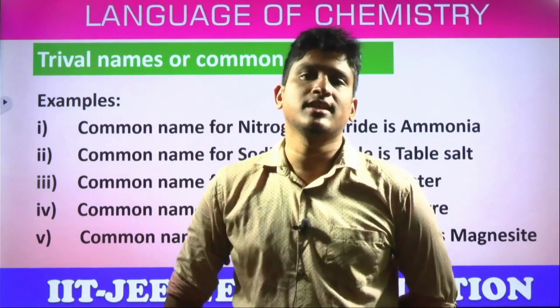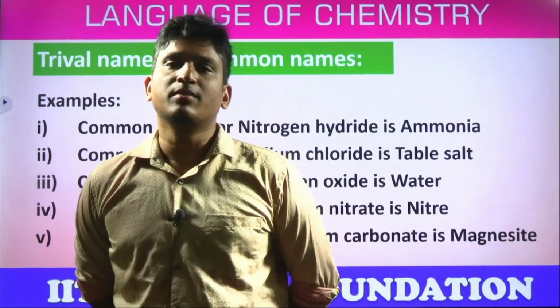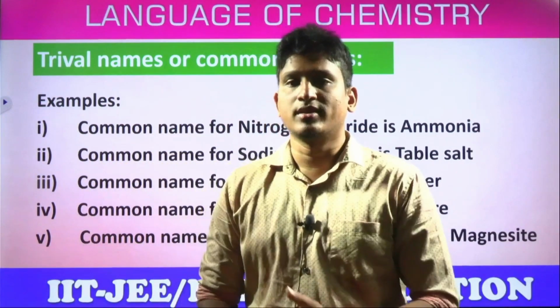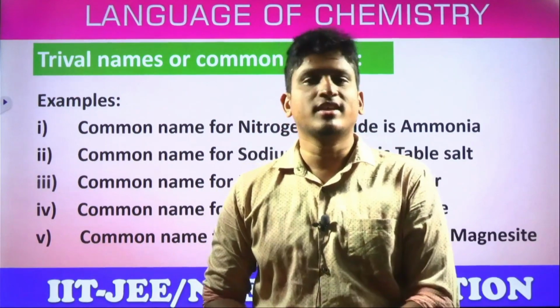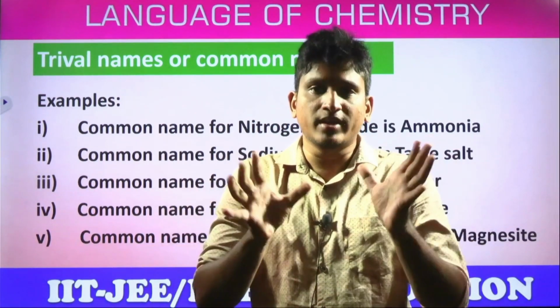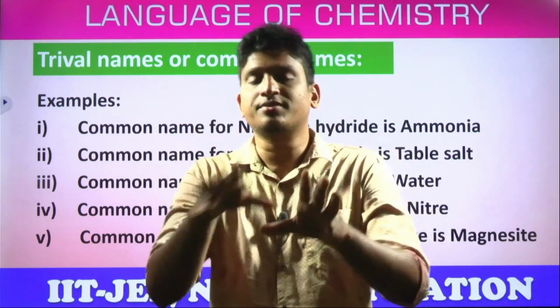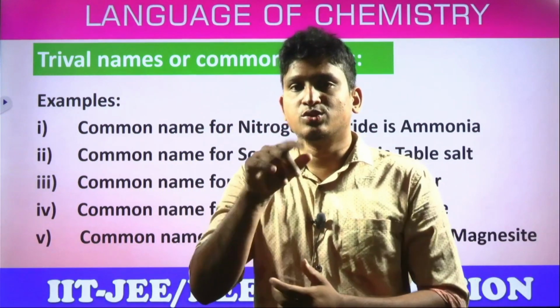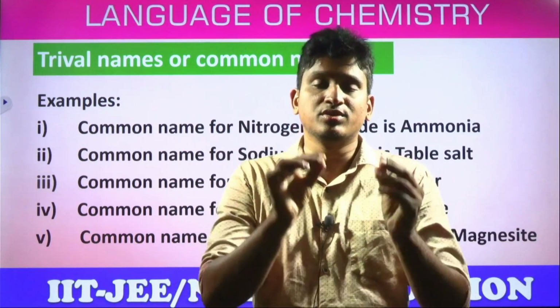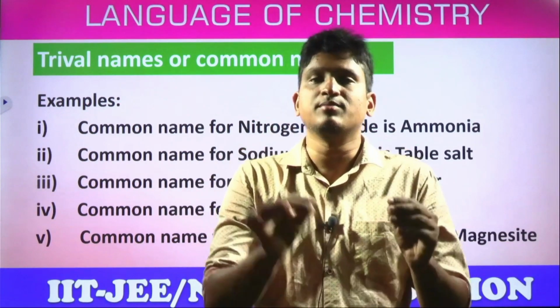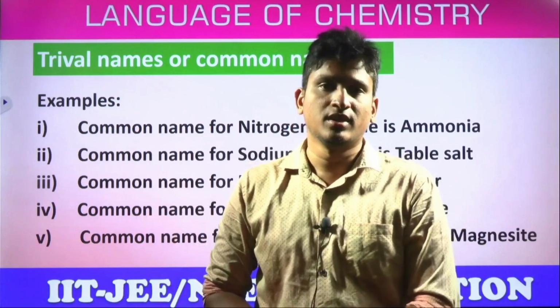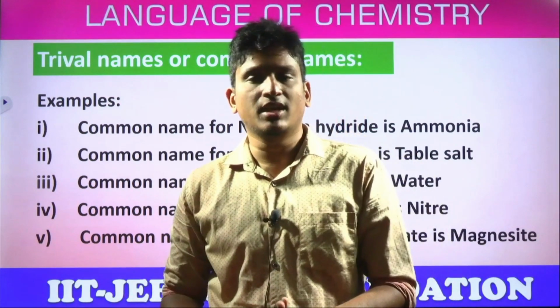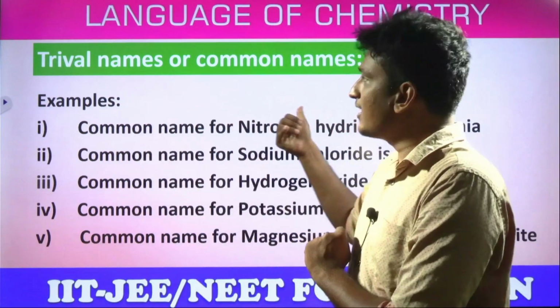The best example is H2O. What is the name of H2O? Everyone knows that. Water. Is it a chemical name? No. Water is not a chemical name. That's a common name. That name has been in use from very ancient times. But what is its chemical name? H2O, its chemical name is hydrogen hydroxide or hydrogen monoxide. But are we calling it with the chemical name? So these are trivial names or common names.